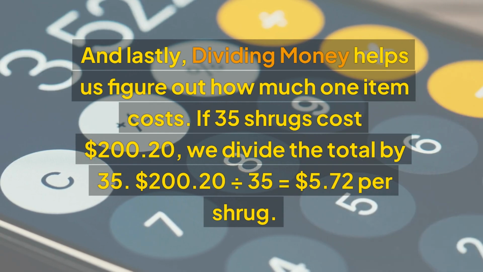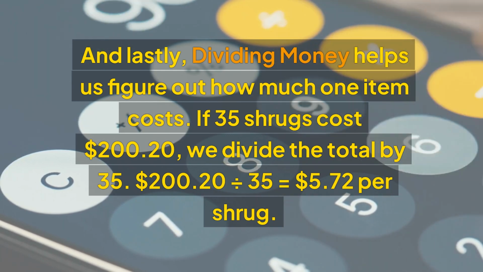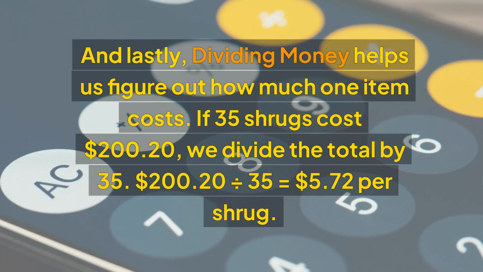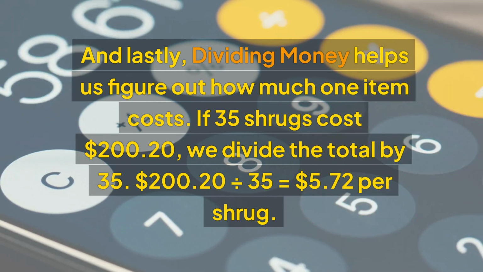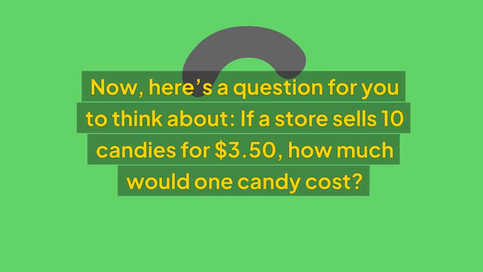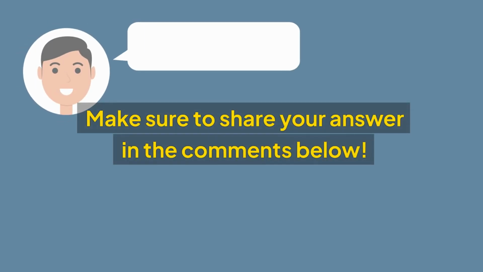If 35 shirts cost $200.20, we divide the total by 35. $200.20 divided by 35 equals $5.72 per shirt. Now, here's a question for you to think about. If a store sells 10 candies for $3.50, how much would one candy cost? Make sure to share your answer in the comments below.